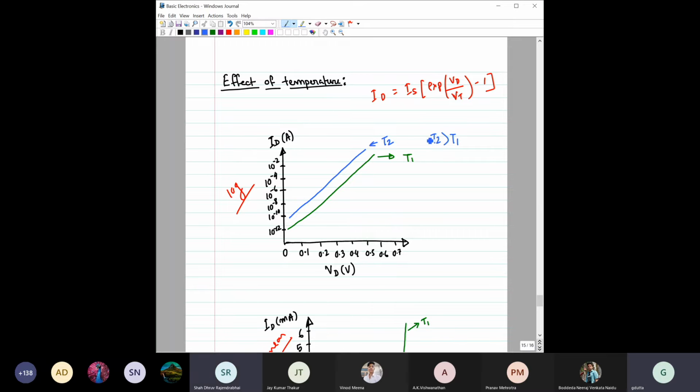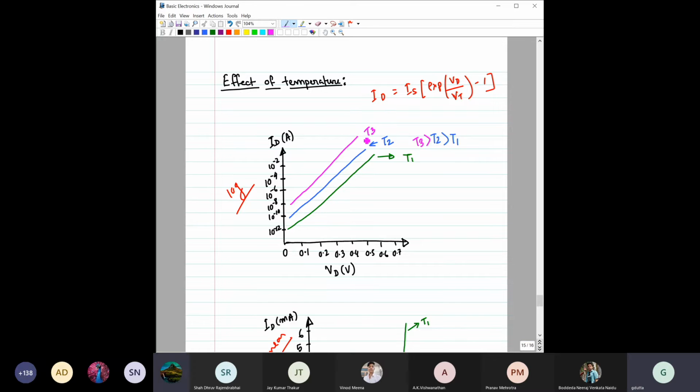Sir, why increase, sir? Why increase? Very good. Okay. Yes, sir. Got it. Sorry, sir. You got it? Okay, great. Now say we further increase it to T3. Then for T3, it would increase like this.